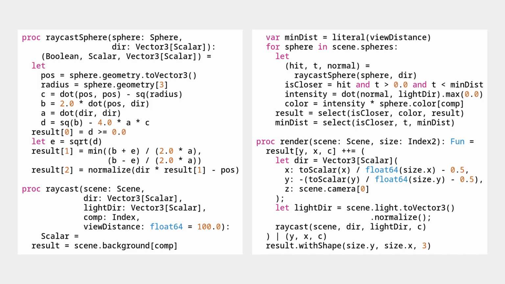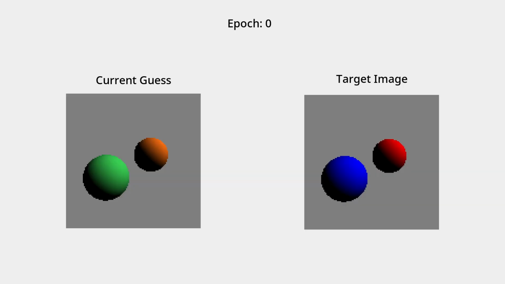To be able to render an image from a scene description, I've implemented a simple 3D ray tracer in Exprgrad's domain-specific language. This here is actually the complete source code for its kernel. Since Exprgrad can compute derivatives for the renderer, we can backpropagate through it and use gradient descent to optimize the scene description. Here is a simple example where we optimize the material of two spheres to match the target image.